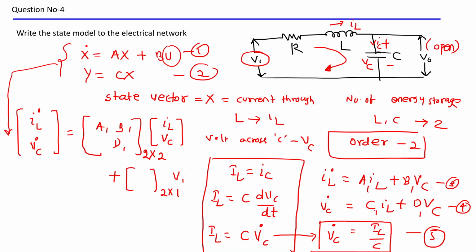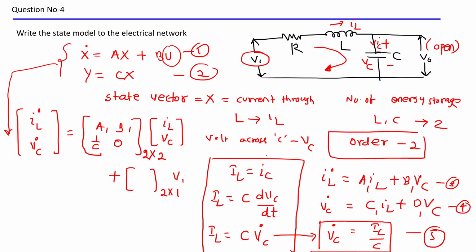Vc star equal to C1 IL, so 1 by C. C1 equals 1 by C. Can I write like this? Yes, sir. In this equation 5, is Vc star related to Vc? No, Vc is not related to Vc, so D1 should be 0. That's why I'm putting D1 as 0, because this equation is nothing related to Vc. That's why I have written the last row.